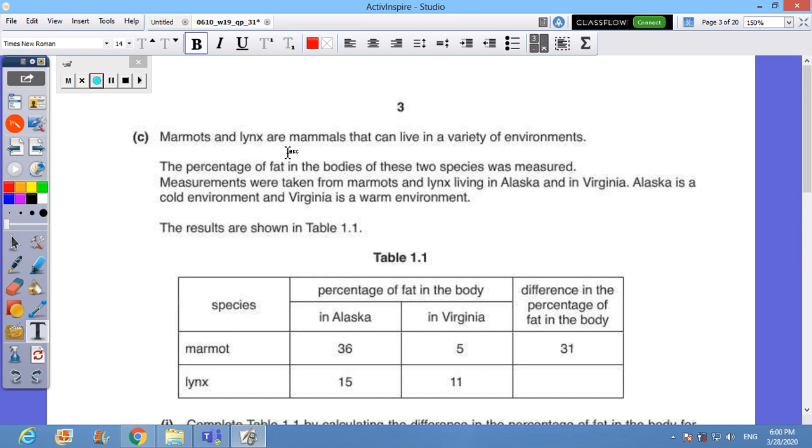Mammoths and lynx are mammals. They can live in a variety of environments. The percentage of fat in the bodies of these 2 species was measured. Measurements were taken from mammoths and lynx living in Alaska and in Virginia. Alaska is a cold environment and Virginia is a warm environment. The results are shown in table 1.1.